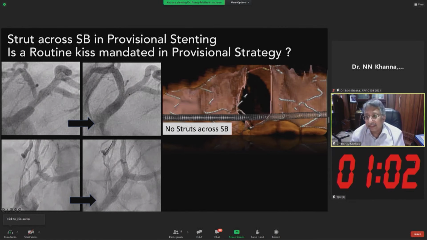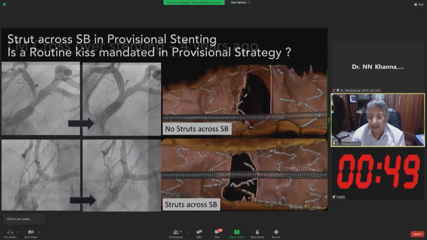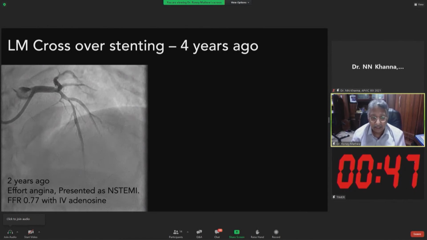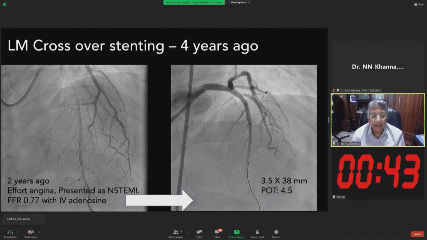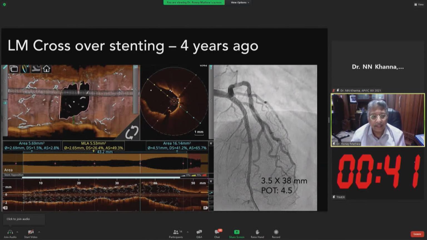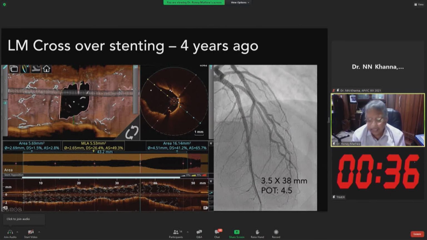And see, in this case, there are no struts across the side branch. In this case, there are struts across the side branch. So what I'm trying to show you is that in such cases, you should kiss when there are struts across the side branch. A simple case where we did an LM crossover stenting. I'm going to go to this OCT. You look at this, there is a strut across. But the result is excellent. So we leave this.